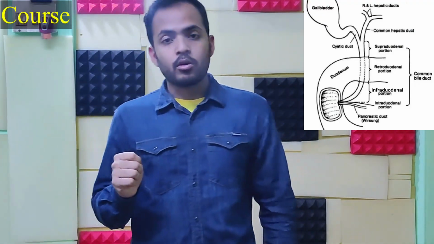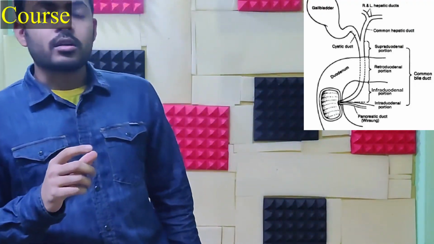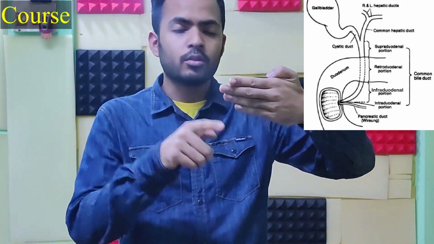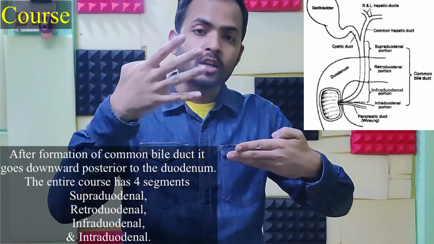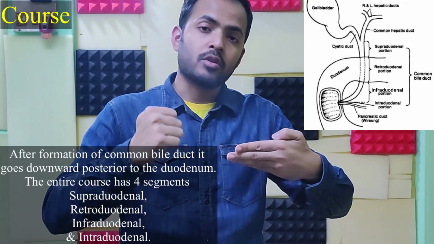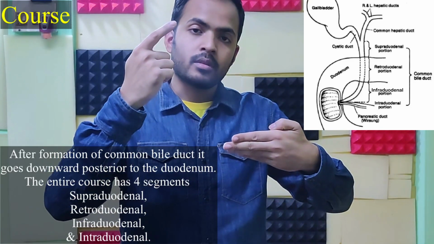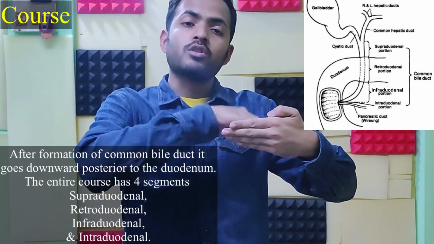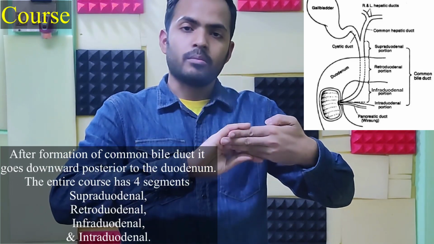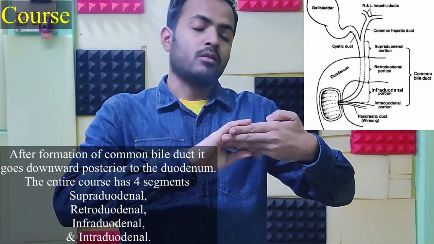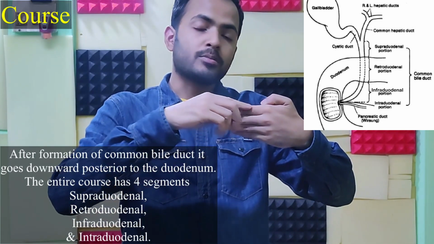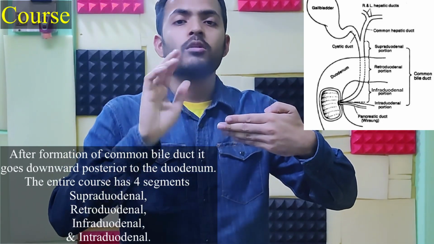Now, the course of the bile duct. It is very important because this is 8 centimeters of the bile duct, and you have to remember that, suppose this is the first part of the duodenum, the entire course has 4 segments or 4 stations. First of all, the supraduodenal part. After formation of the bile duct, it goes directly posteriorly to the first part of the duodenum. Now, the segment that remains above the first part of the duodenum, we call the supraduodenal part.